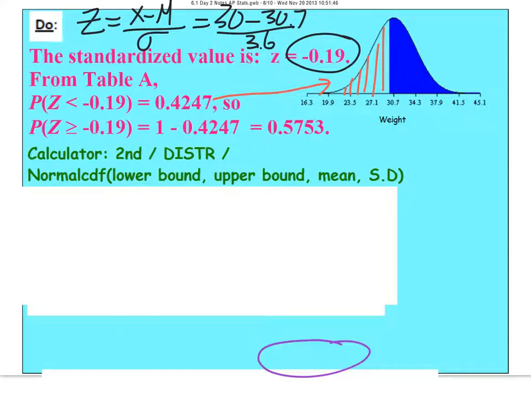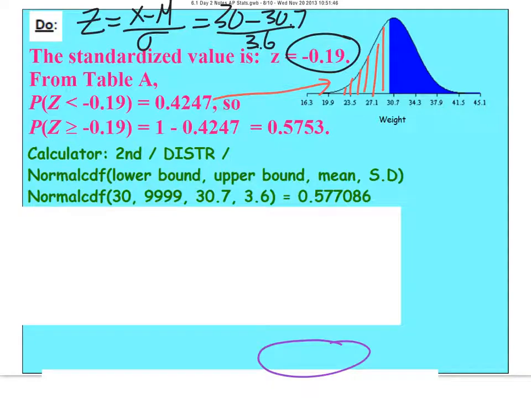Remember, you put lower bound, upper bound, mean, and standard deviation. Now, you could choose to use the standardized z-score, or you can just use the raw data. So I'm going to show you if I just kept the statistics there. I want from 30 pounds all the way up. Here's the mean and standard deviation. From there, I'm going to get the same answer as I got before.